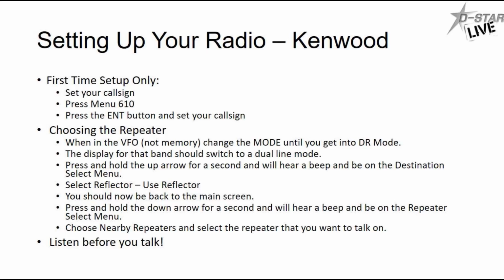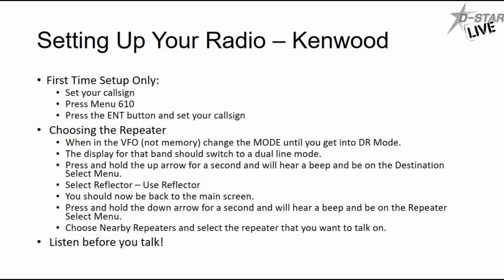Then we'll come back to the main screen. Then we'll press and hold the down button for a second. Radio beeps, and then we'll choose the nearby repeaters. The Kenwood does not support nearest FM repeaters. It only supports the nearest D-Star repeaters at this time.